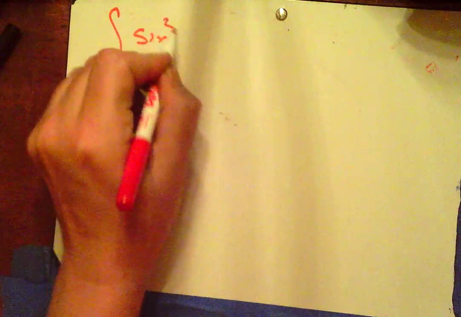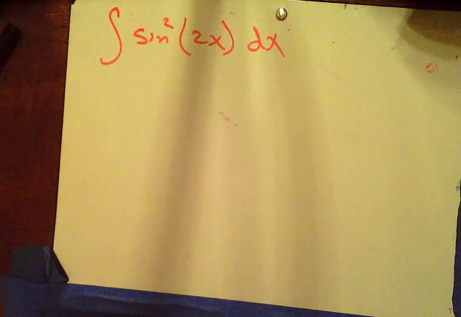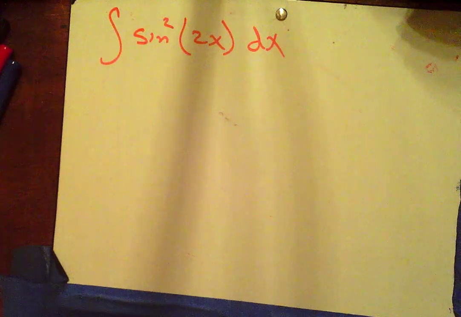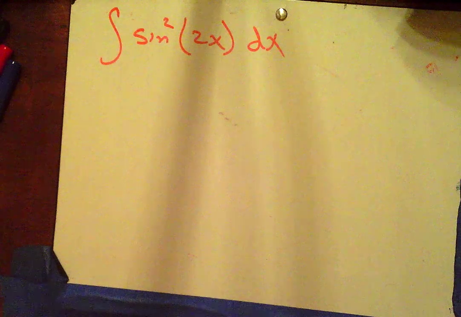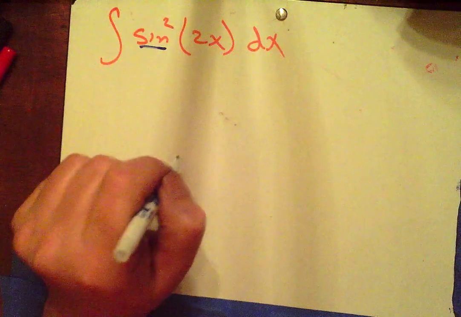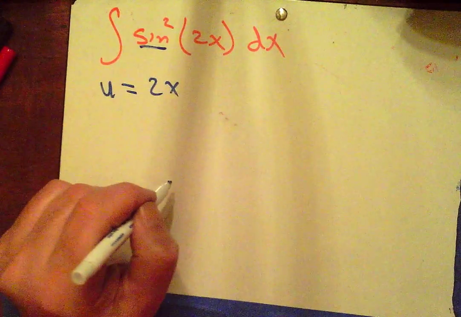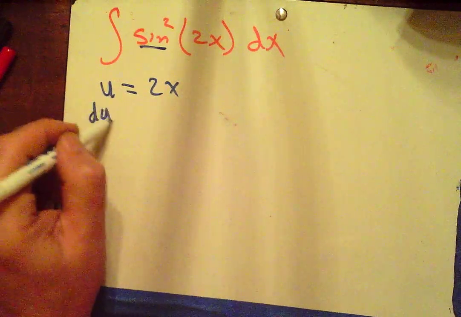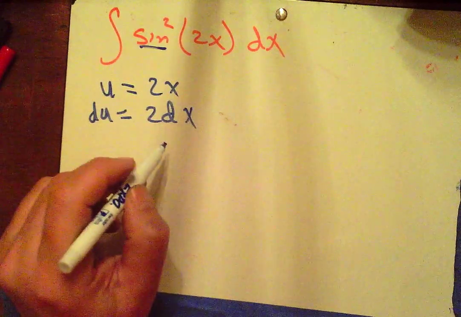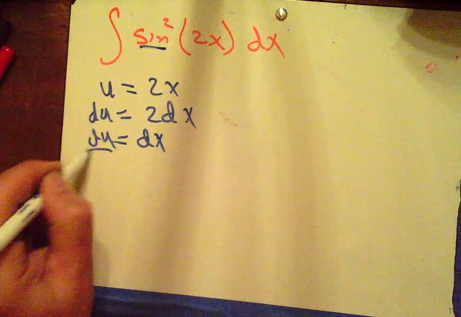How about this one? The integral of sine squared 2x dx. Would you please find the antiderivative there? Or evaluate this indefinite integral? Pause the video, give it a try. Okay, welcome back. So I hope that you took u for your 2x. And du is 2dx. Okay. I guess you could say that dx is du over 2.